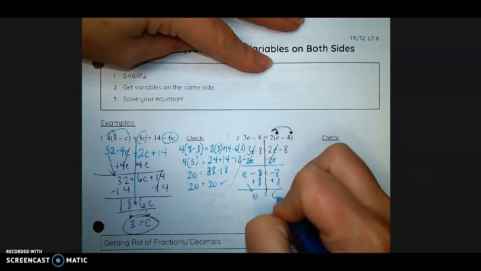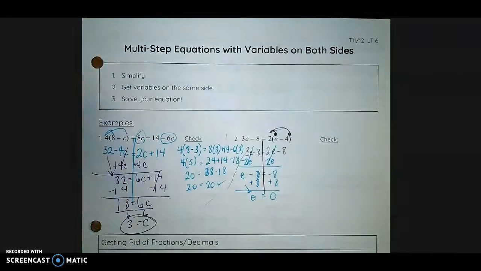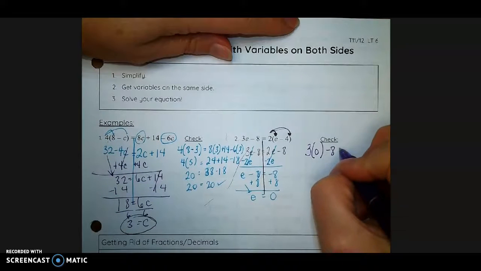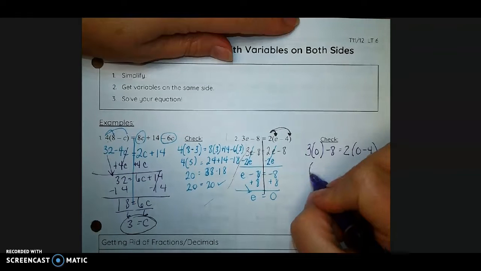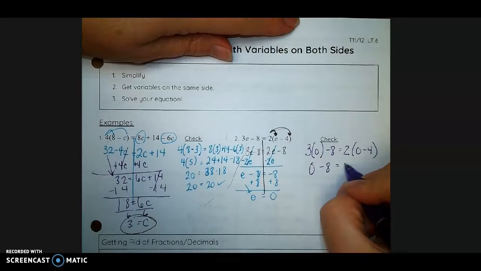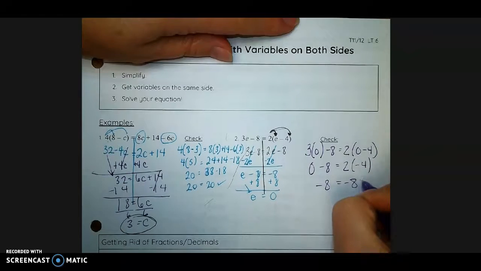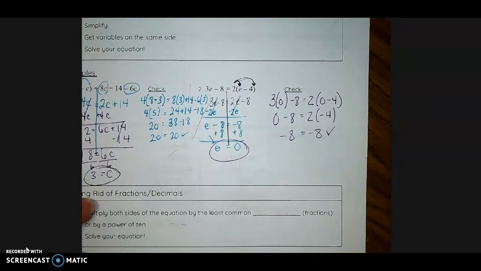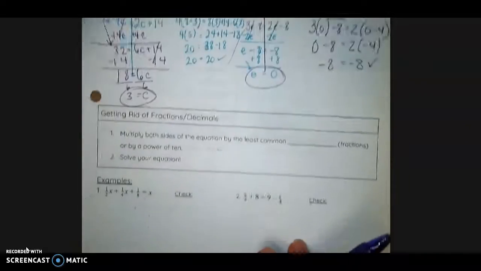and this really throws people. Your variable is allowed to be equal to 0. That is okay. So now I have 3 times 0 minus 8 equals 2 times 0 minus 4. So that does check out. Negative 8 equals negative 8. So our e does equal 0, even though I know that seems a little odd.